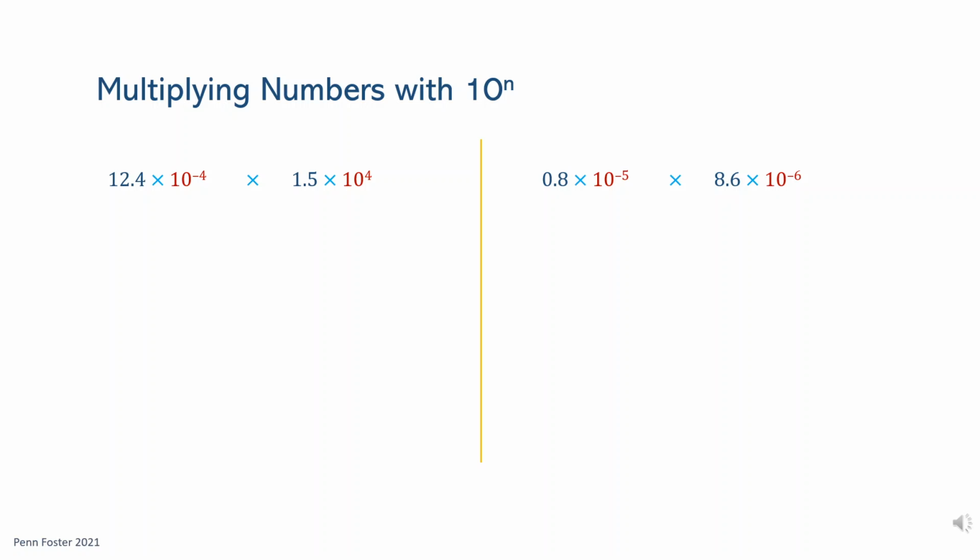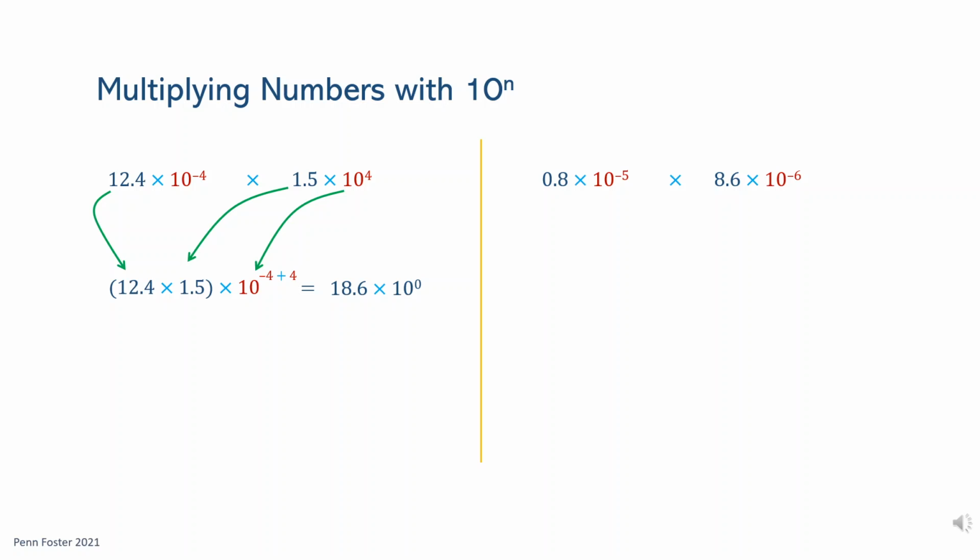12.4 times 10 to negative 4 times 1.5 times 10 to 4. First, multiply 12.4 times 1.5 and bring in 10 and raise it to the sum of powers. 12.4 times 1.5 is 18.6, and negative 4 plus 4 is 0. So the answer so far is 18.6 times 10 to power 0.